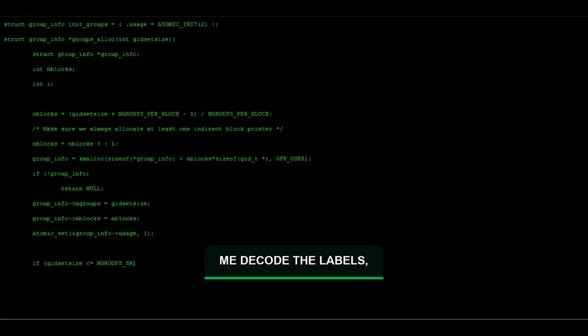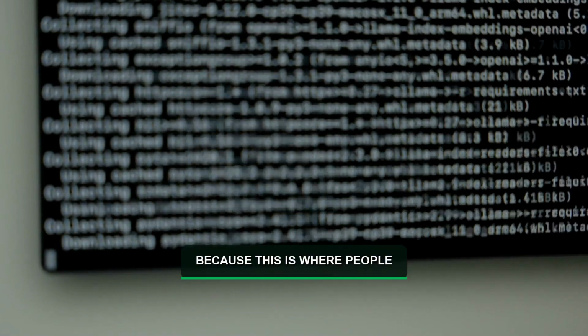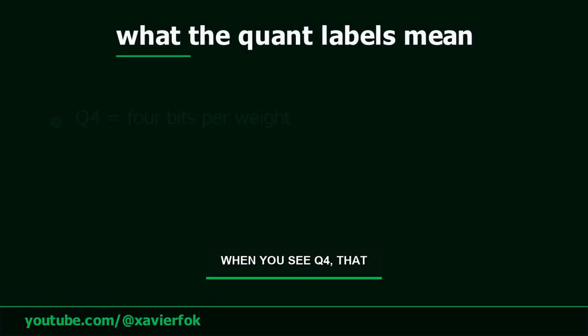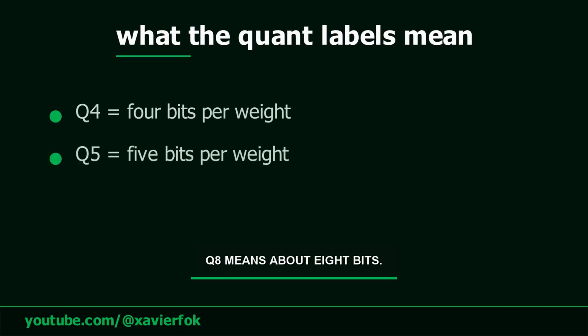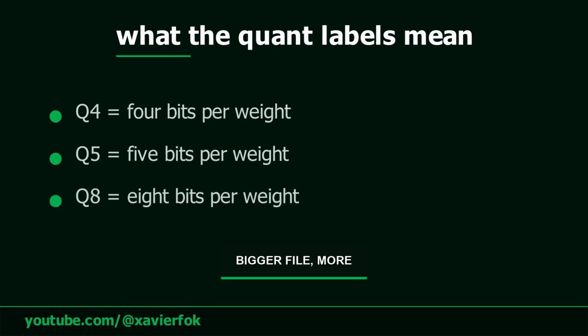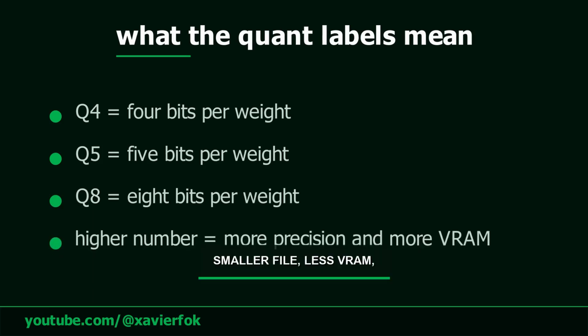Now let me decode the labels, because this is where people get lost. When you see Q4, that roughly means 4 bits per weight. Q5 means about 5 bits. Q8 means about 8 bits. Higher number, more bits, more precision kept. Bigger file, more VRAM needed. Lower number, fewer bits, smaller file, less VRAM, but more of the original information thrown away.